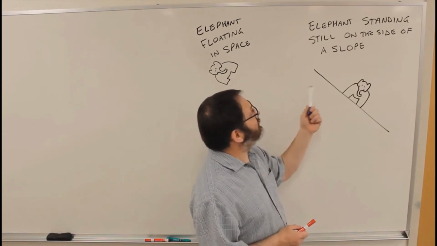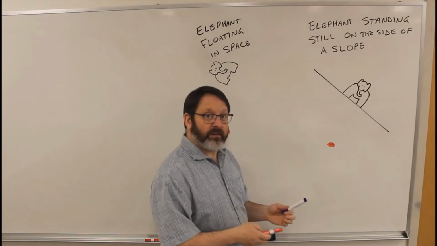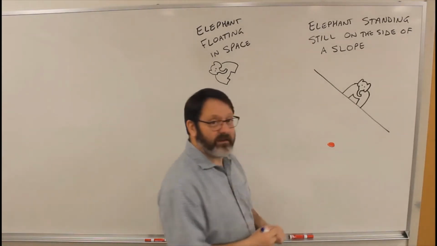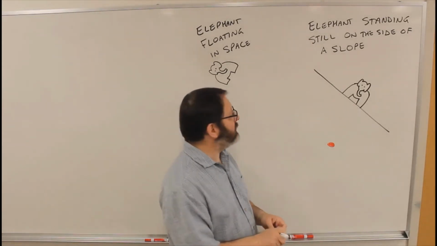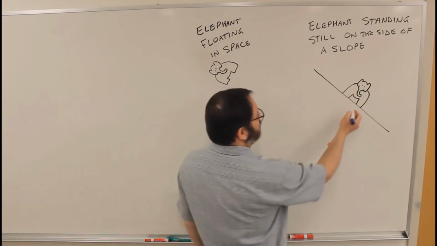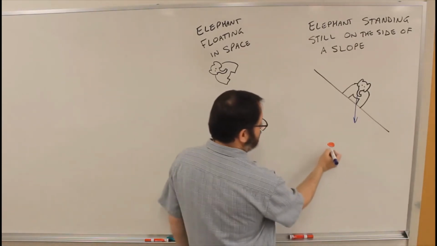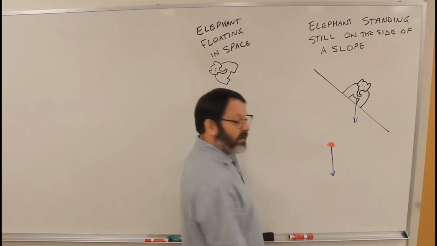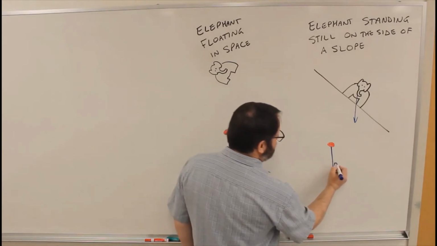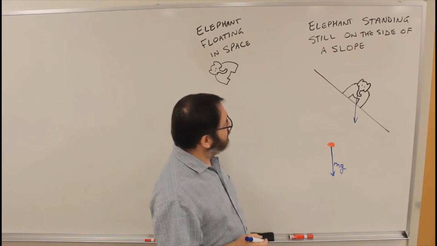So now an elephant standing on the side of a slope. So we start the same. So there is a dot representing the elephant. Now we have to add forces to it. So what are the forces that are acting on that elephant? Well, I know that there's gravity pointing down, so I will add a downward gravity, labeling it mg. So that one's there.